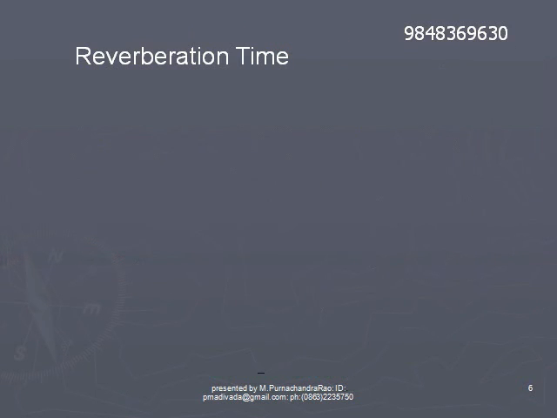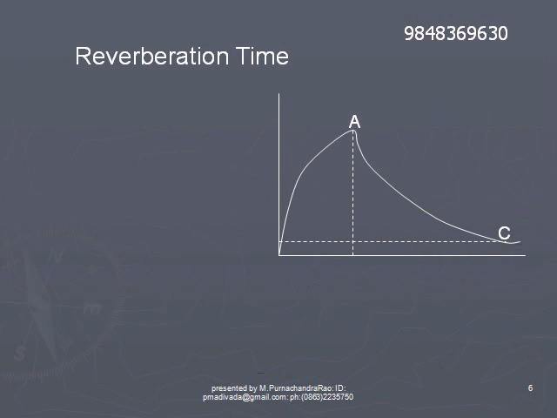For studying reverberation, we use a concept known as reverberation time. We define reverberation time to study the effect of reverberation. The sound produced, initially the intensity rises. So if you draw a graph between time and intensity, the intensity initially rises to a maximum A and then it decays slowly from A to C.